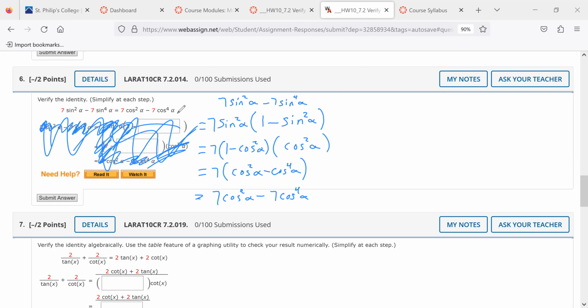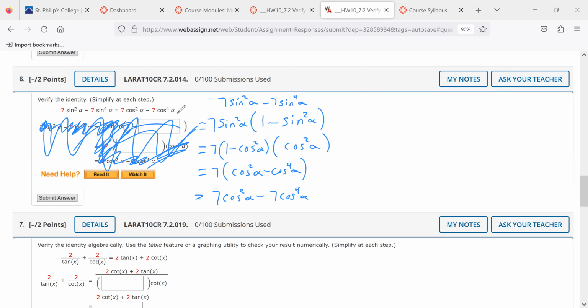Okay. So you get the idea on how to approach these. You choose a side and get to the other side, using all those identities on the page. The homework is going to give you a ton of hints, so use those hints at your discretion. Any questions on 6?